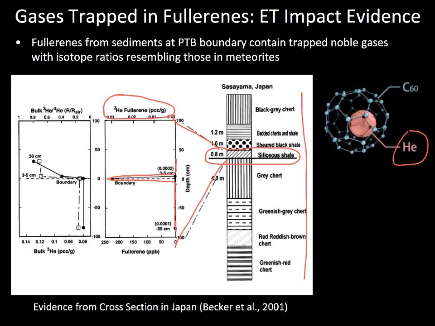It's pretty amazing to me that they can get information about the gases present in Earth's atmosphere from rock. And it's these buckyballs that are trapping those gases. Pretty cool.